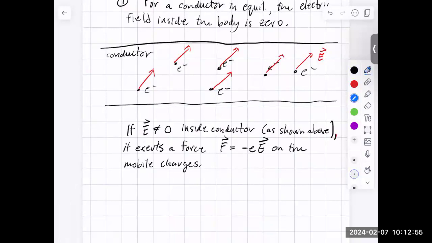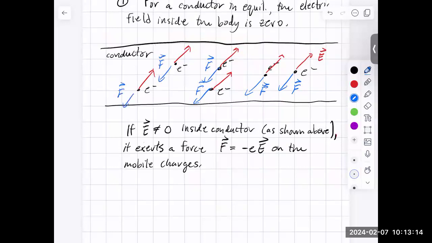Well, because these are negative charges, the force on them is in the exact opposite direction of the electric field. And so we're going to have all of these forces acting on these charges. And if the electric field is the same at every position inside this conductor, all the forces will be in the same direction. All of these electrons then will accelerate in the same direction, and they'll all tend to move, in this case, towards, say, the bottom left.